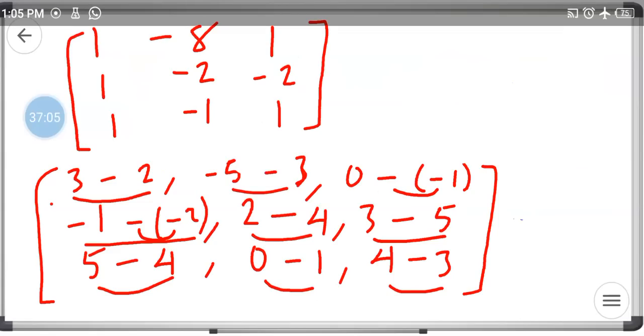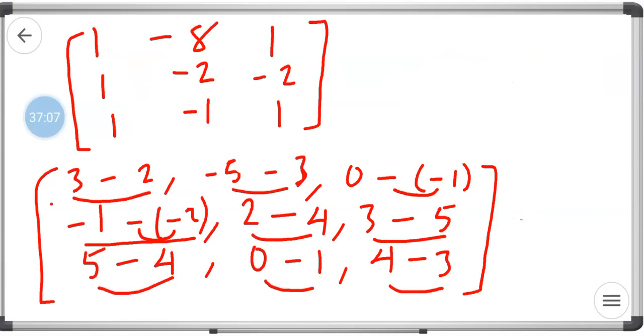So after solving, we got 1, minus 8, 1. 1, minus 2, minus 2. 1, minus 1, 1. So you can see that after solving, we got a 3 by 3 matrix as well. Because matrix A was 3 by 3, and matrix B as well was given to us in 3 by 3 order. And from here now, the order of this matrix as well is 3 by 3 matrix.